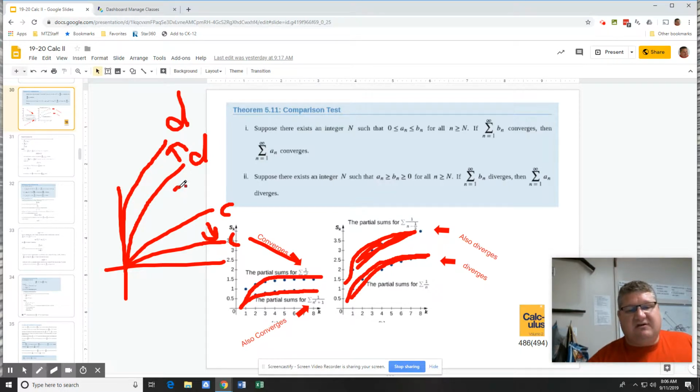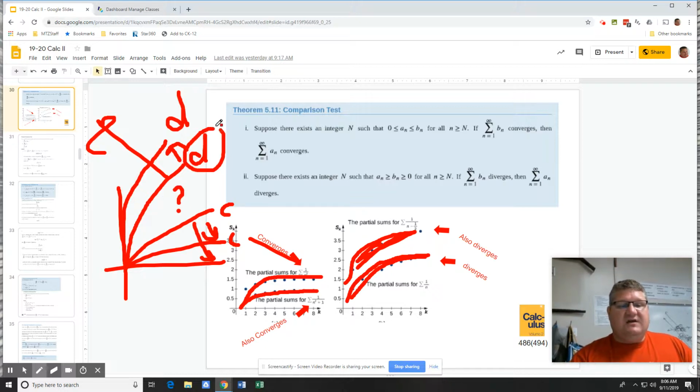The challenge here is the stuff in the middle. What happens in the middle? We're going to talk about some of that coming up quickly. But from here up is definitely diverge. From here down is converge, because we can compare the real ones to two that we actually do know. So that's the basic idea with the comparison test.